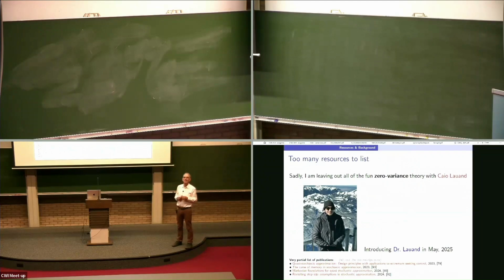Okay, so Caio is back there. So I'm leaving out all this fun zero variance theory with Caio. Basically there's exploration that comes about in these algorithms, and people typically put in IID shocks for exploration. And in many contexts, that's a mistake. You can design exploration so that the resulting variance in the algorithm is zero. And I can't even define that. But there's lots of fun stuff.